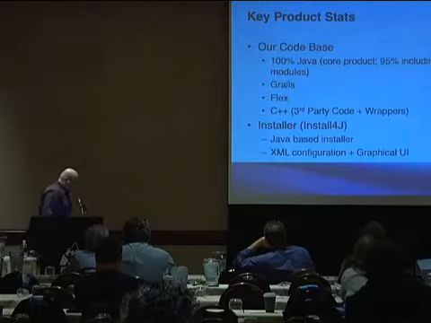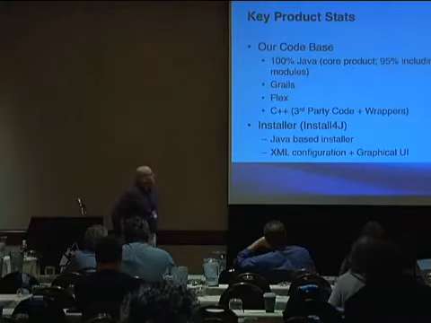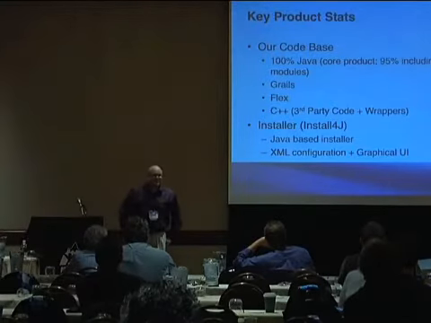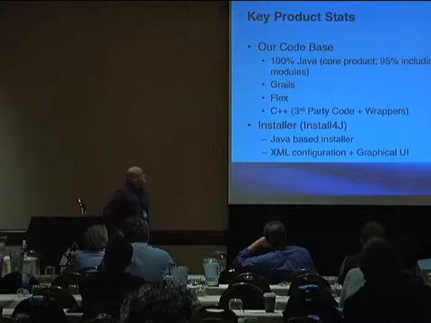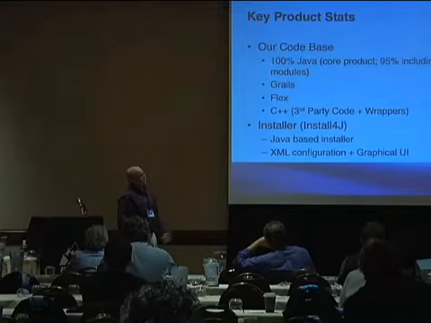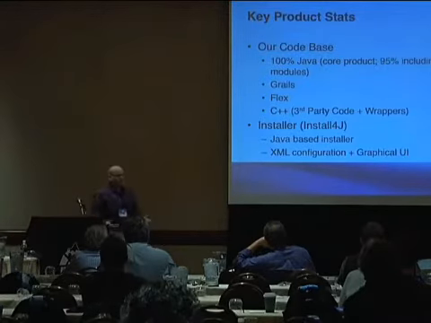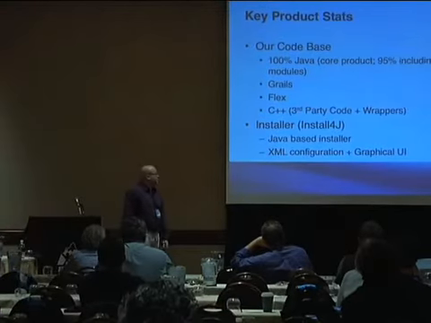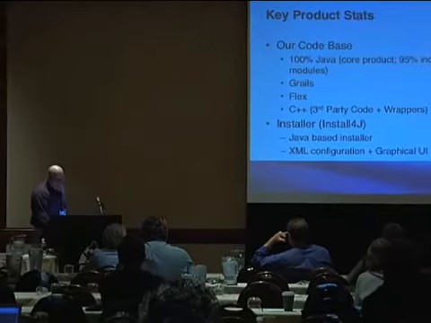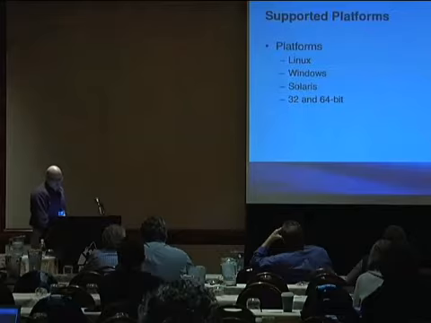Okay, so a few more key product stats to understand how our continuous integration environment works. We're almost 100% Java, maybe 95% when you look at some C++ pieces we have. But we do embed, especially on our UIs that we ship with the product. We use Grails for one of them. We're also starting to use Flex more. In terms of how we install our software, we use Install4j, which is a Java-based installer I'm sure a lot of you are very familiar with. Combination of XML configuration and GUI as well. Platforms we support: Linux, Windows, Solaris, 32 and 64-bit.